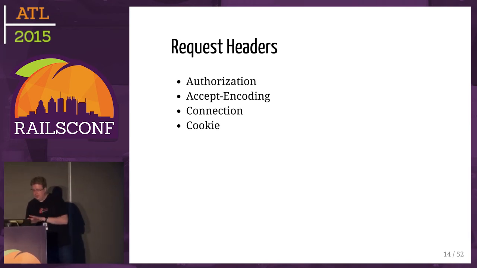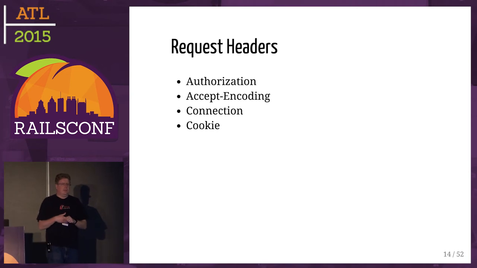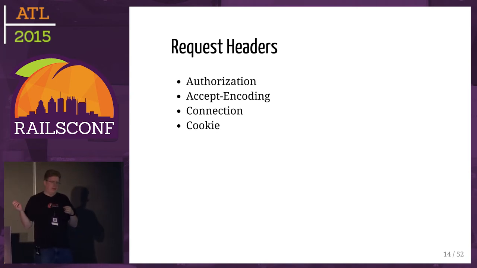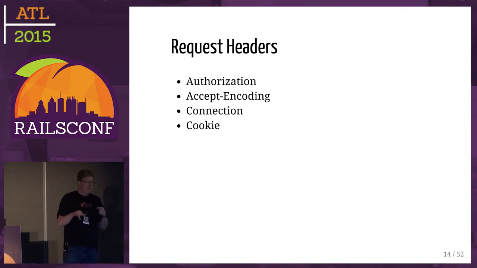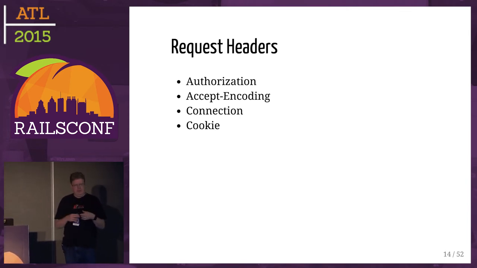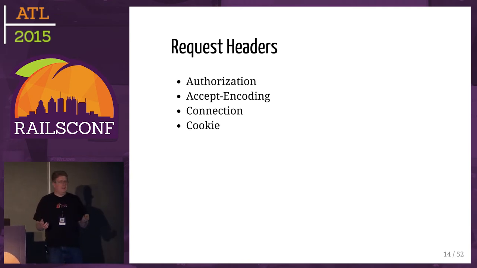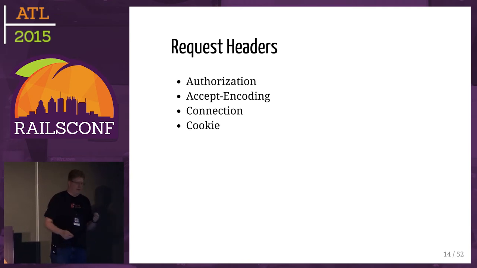Accept encoding, you can actually gzip things, the server can gzip the content coming back to you. This basically says that's okay. You can say accept encoding gzip, comma deflate. That tells the server, hey, I can accept gzip and save some bandwidth across the wire.